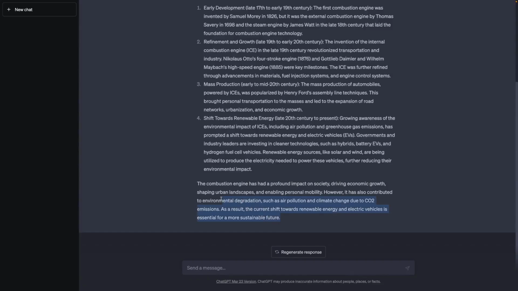Like here, for example, where we do get this extra information about the impact of the combustion engine, both the positive and the negative impact, and we get a whole paragraph dedicated to the current shift towards renewable energy and electric vehicles.